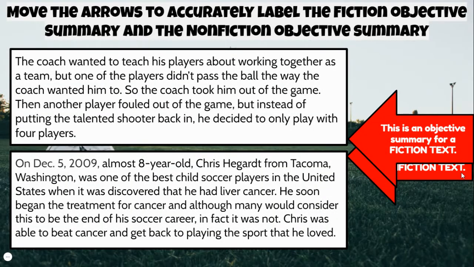On this slide are two examples of objective summaries. However, one is written based on a fiction story and the other one is based off of a nonfiction article. See if you can identify the differences. Read both examples, then move the arrows that indicate which summary it aligns with. Pause the video to complete this slide.